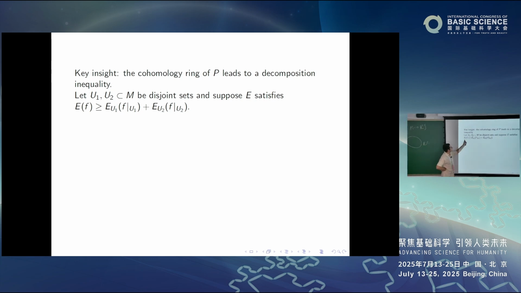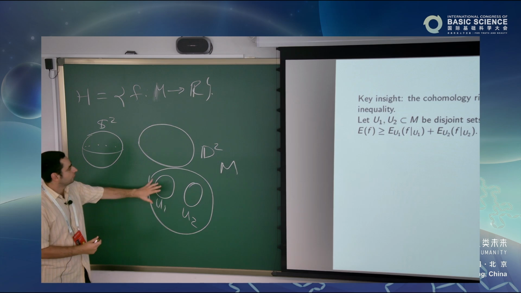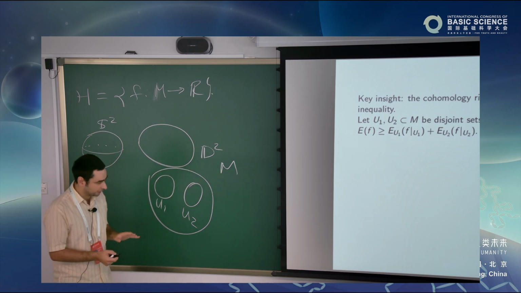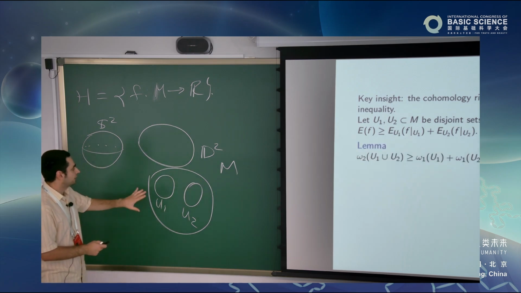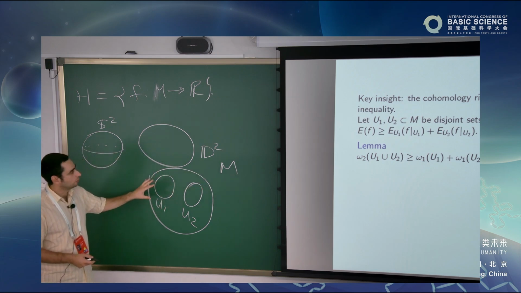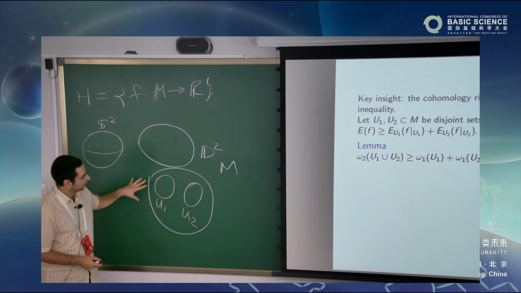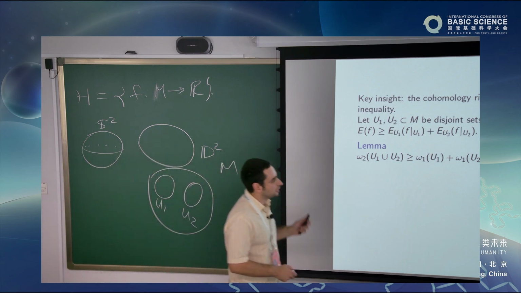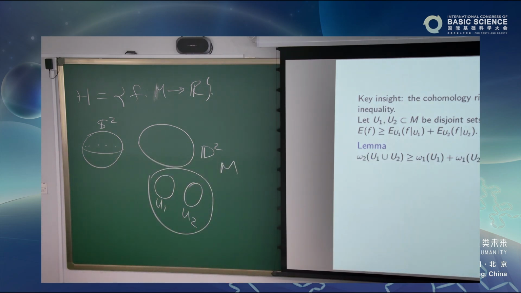Okay. So we can prove the following interesting inequality. So this is our M, and then we have some sets U1 and U2 in here. We'll relate this element of the spectrum of the whole space to elements of the spectrum of subsets. So assume that our energy satisfies this inequality. In particular, this is true about the volume, right?